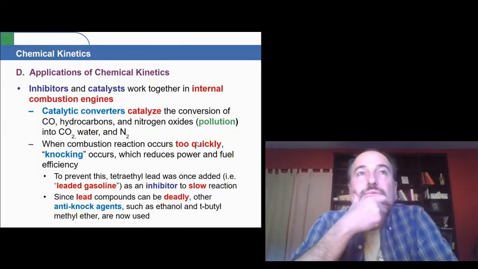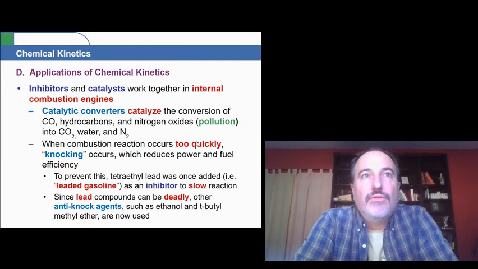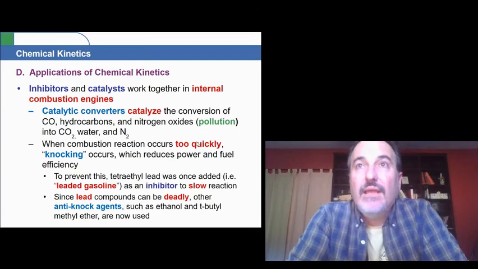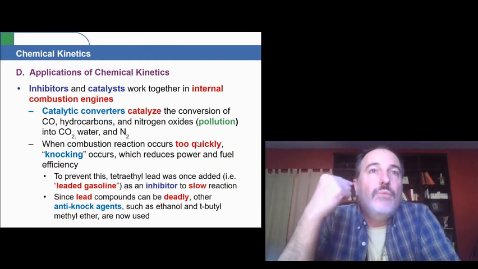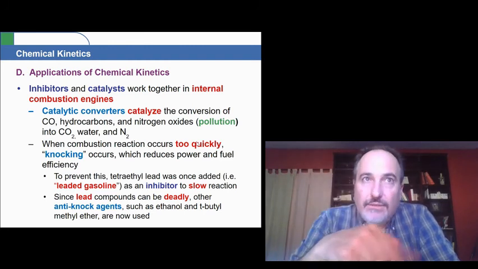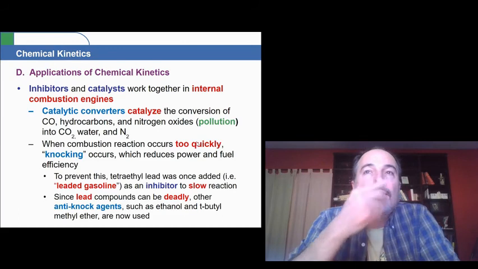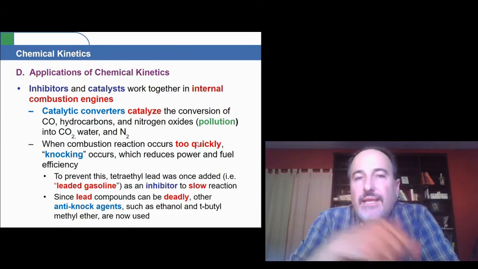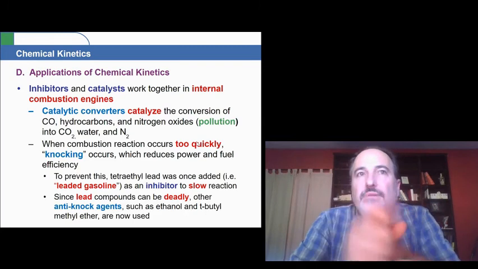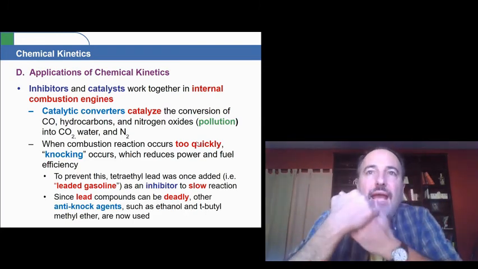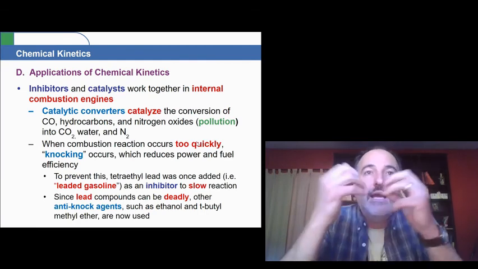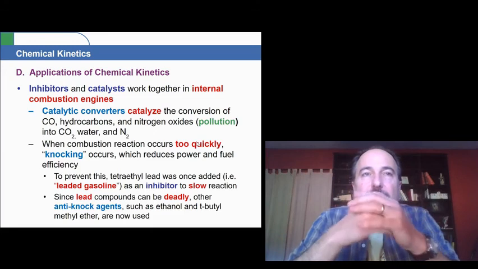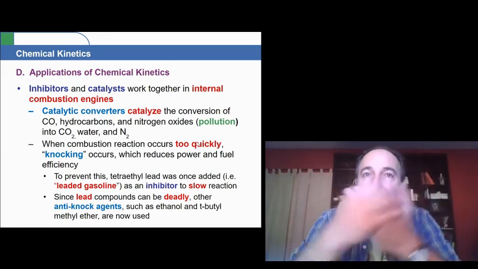Another industry that uses both inhibitors and catalysts is the car industry, in internal combustion engines. First of all, we use catalytic converters, catalyzers, in order to speed up the chemical reaction that takes carbon monoxide, hydrocarbons, and nitrogen oxides, in other words bad pollution, and helps change them in our exhaust system into carbon dioxide, water, and nitrogen.